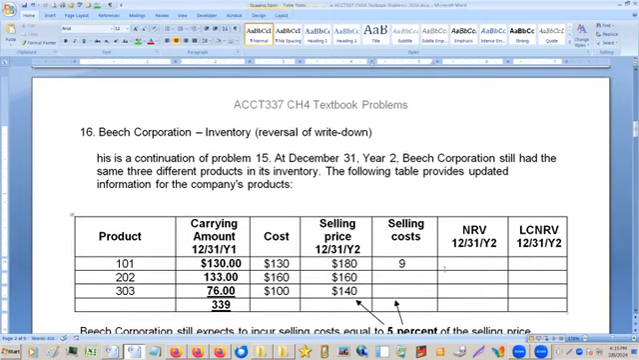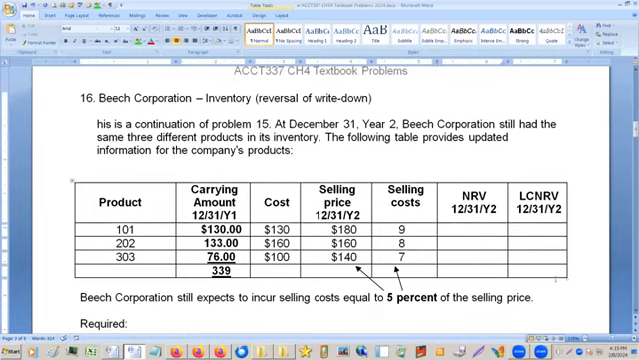160 is probably 8. 147. I cooked those numbers a little different than the actual textbook just to make them easier. Okay, so this is 171. And this is 152. And this is, what's it, 133.